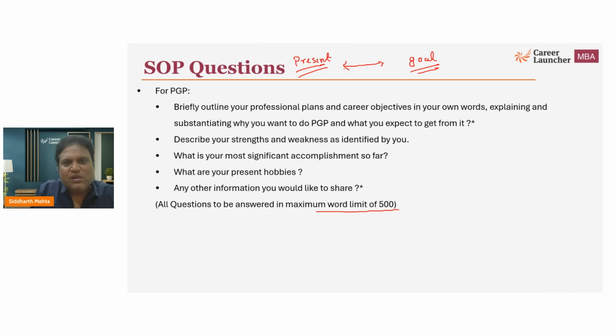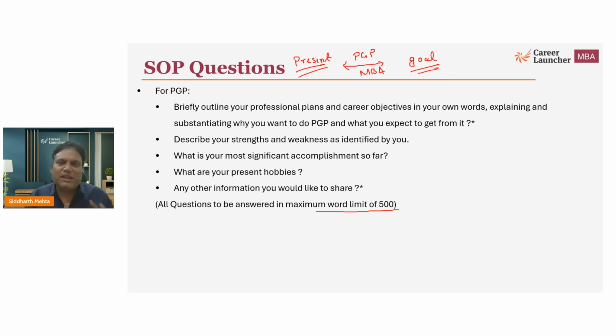To reach a goal, there are multiple paths that are possible. PGP or MBA is the most suitable path depending on your personality and the present. That is the basic structure of any SOP. The first question of SOP is basically this.